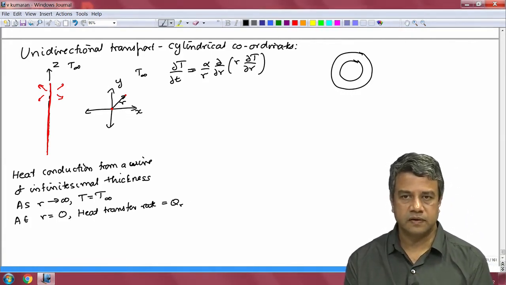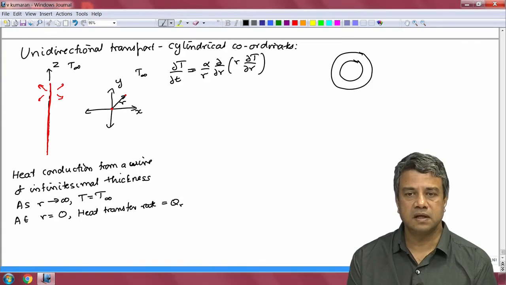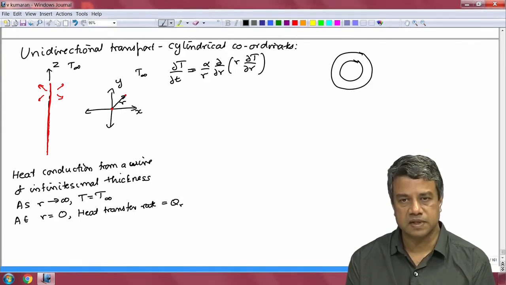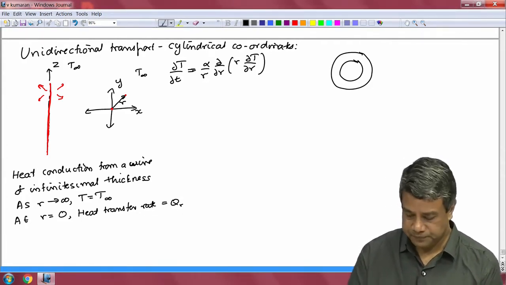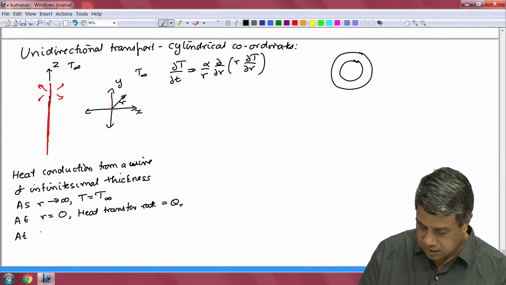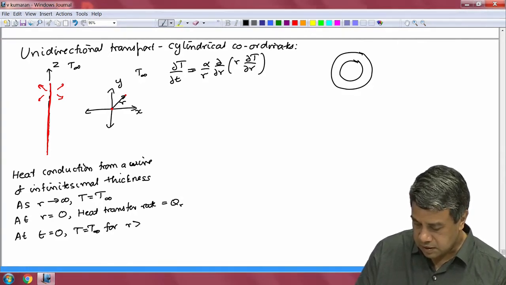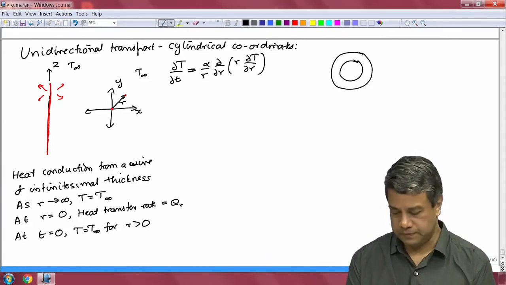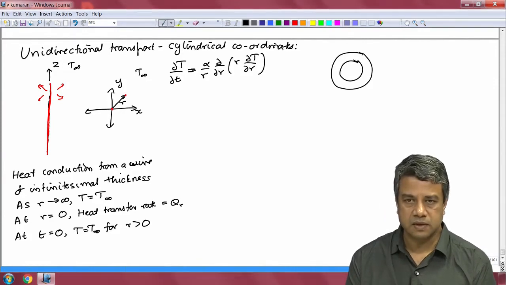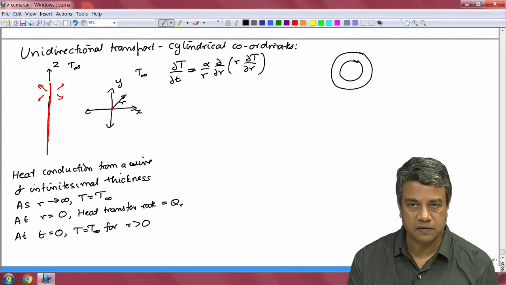Since the wire is of infinitesimal thickness, the temperature in the fluid will be finite only if the heat transfer rate is finite. The temperature in the fluid will scale with the total heat transfer rate. And at t is equal to 0, T is equal to T infinity for r greater than 0. That is, you have a wire in a fluid, say a resistance wire that conducts heat. At t is equal to 0, the temperatures are constant everywhere, and the wire is switched on, so that it generates a constant amount of heat per unit time.